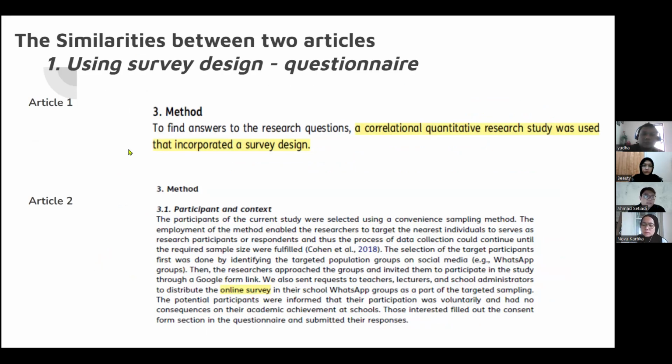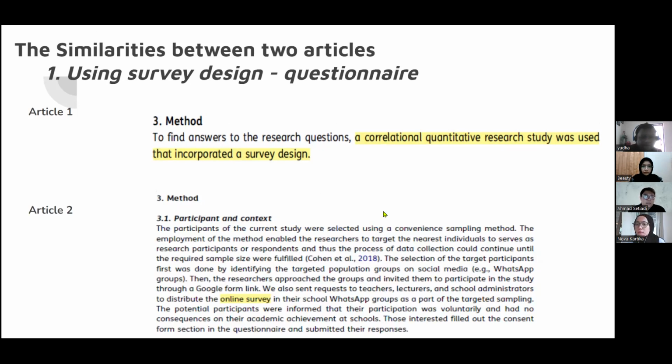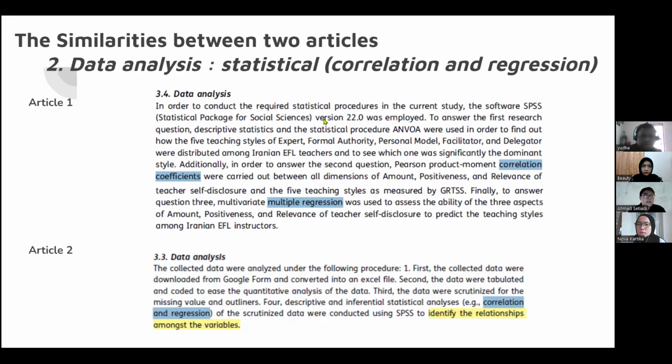Okay, so for article number one, the method was to find the answers through research questions. A correlational quantitative research study was used that incorporated the survey design. This is also similar to the second article, where the data gathering was done by doing the online survey. And the second similarity between these two articles is the data analysis.